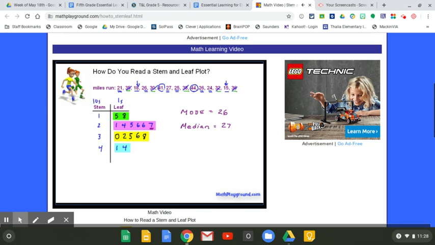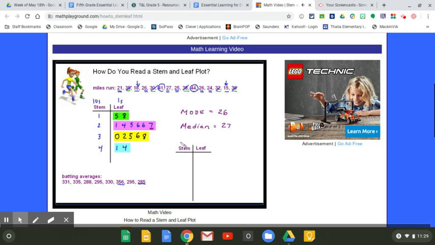Now, what if your data consisted of 3-digit numbers rather than 2-digit numbers? For example, what if you were comparing batting averages? What would your stem and leaf plot look like then? Just as we did in the previous example, we would begin by locating the lowest number and the highest number. So the lowest number in this case is 285. And the highest number is 356.